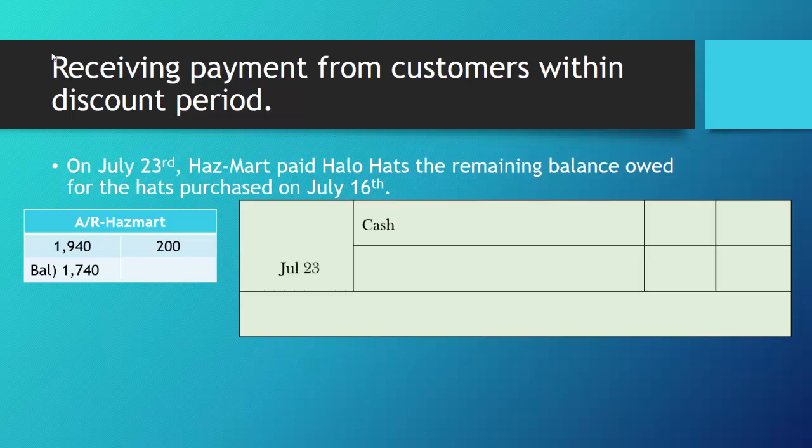So since that's the balance of the receivable, that's what they're going to pay us. So we are going to debit cash for $1,740.